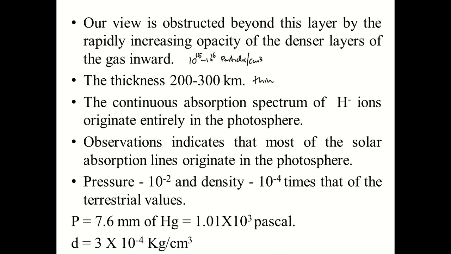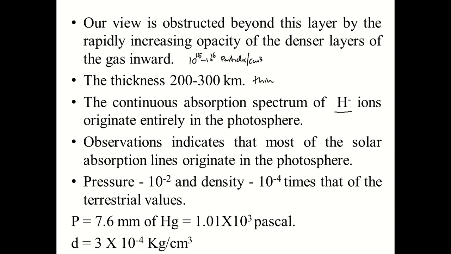Now if we consider the spectrum, the spectrum gives information regarding the different elements present in that layer. The spectrum of the photosphere is a continuous absorption spectrum of H minus ions, that is hydrogen minus ions, which originate entirely in the photosphere. Also, the observations indicate that most of the solar absorption lines originate in the photosphere.